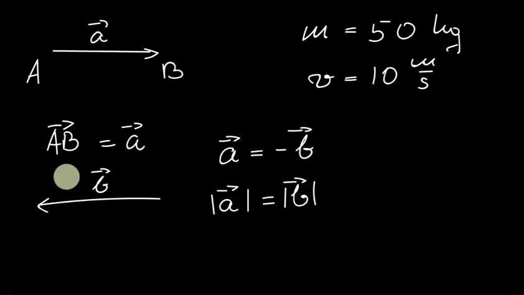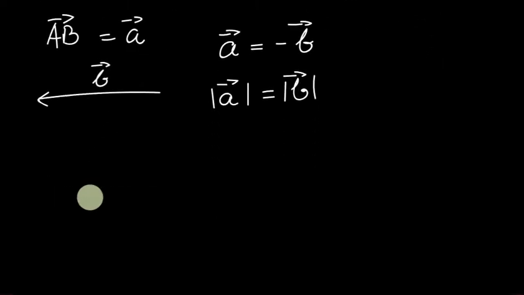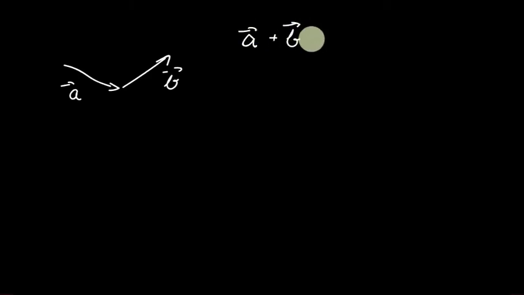So how to add vectors? Well, there are three main rules to add vectors. The first one is called the triangle method. Let's say you have a vector A and you have a vector B. It's very important that vector B starts where vector A ends. So the sum of these two vectors, A plus B, is a vector C. It starts where vector A starts and it ends where vector B ends. So this is the triangle rule.